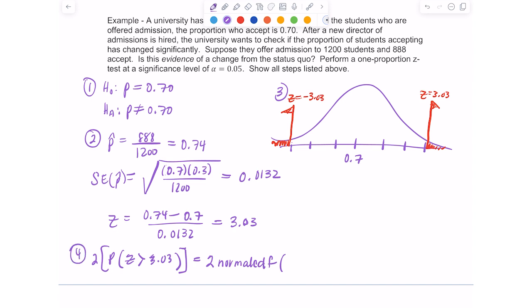Okay, so here's really like step 4. Since I picked z is greater than 3.03, I know that's my lower bound. My upper bound is 100, and of course my mean and standard deviation are 0 and 1 respectively. And when you do that, you get 0.0024.